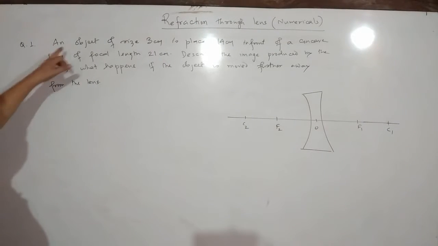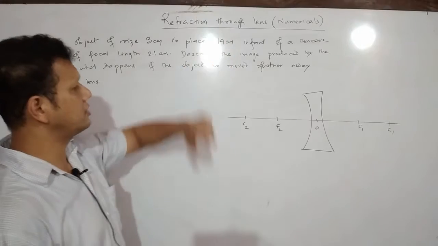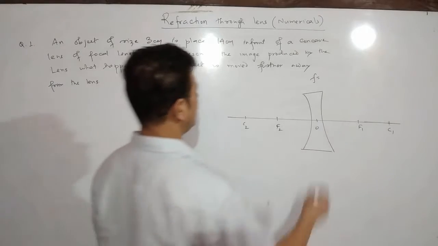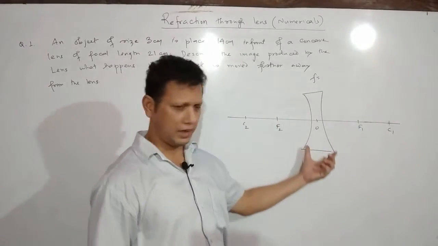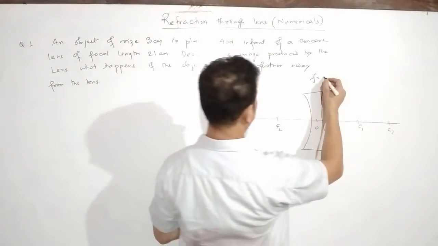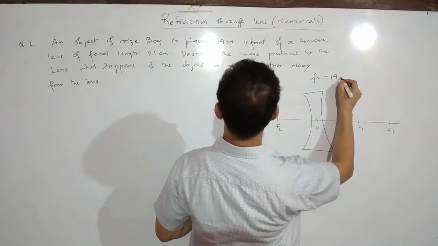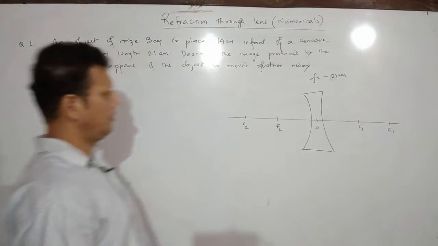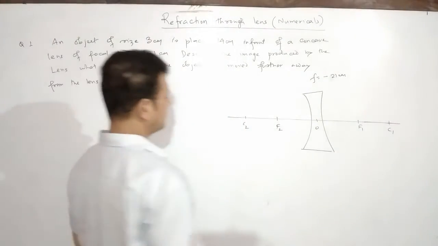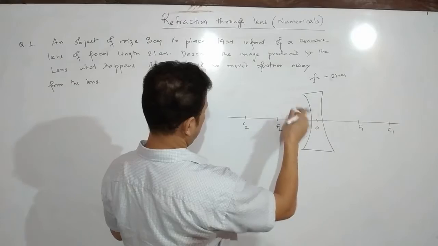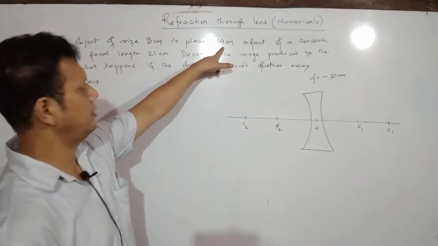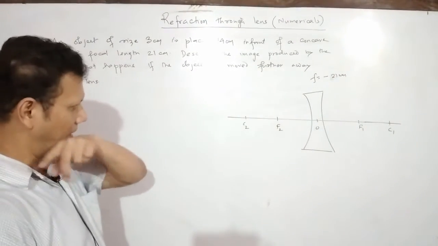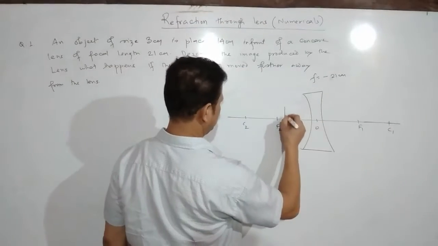Now in this problem, an object is placed 14 centimeter away, and the focal length of this concave lens is 21 centimeter. Since it is a concave lens, the focal length will be negative, so you have to put a negative sign. So focal length is minus 21 centimeter. Now where is the object placed? Object is placed somewhere here, between the optical center and the focus, because it is 14 and the focus is 21.